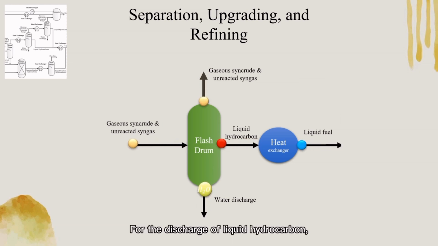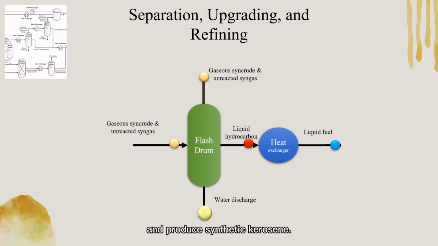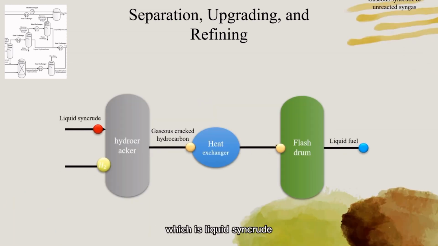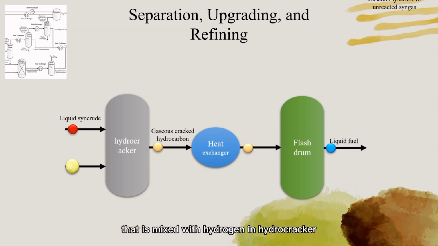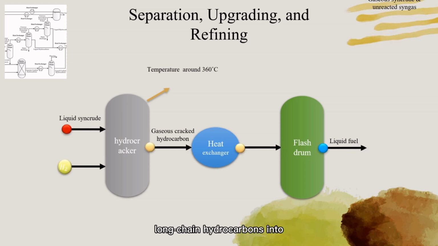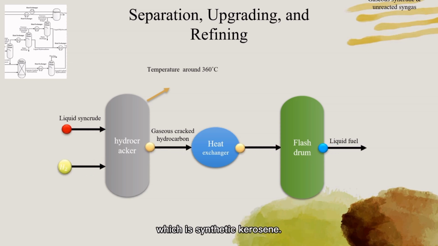For the discharge of liquid hydrocarbon, all streams from a few flash drums will combine and flow through a heat exchanger and produce synthetic kerosene. The lower stream of the FT reactor is where a main product will form, which is liquid syncrude that is mixed with hydrogen in the hydrocracker at around 360 degrees Celsius. Hydrocracking is conducted to crack heavy long chain hydrocarbons into lighter short chain ones. The hydrocracker product will then go through a heat exchanger, entering a flash drum and forming the final product, which is synthetic kerosene.